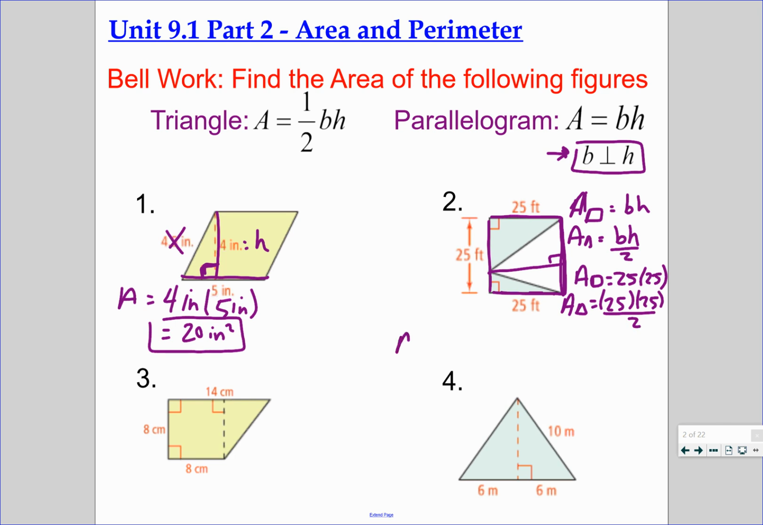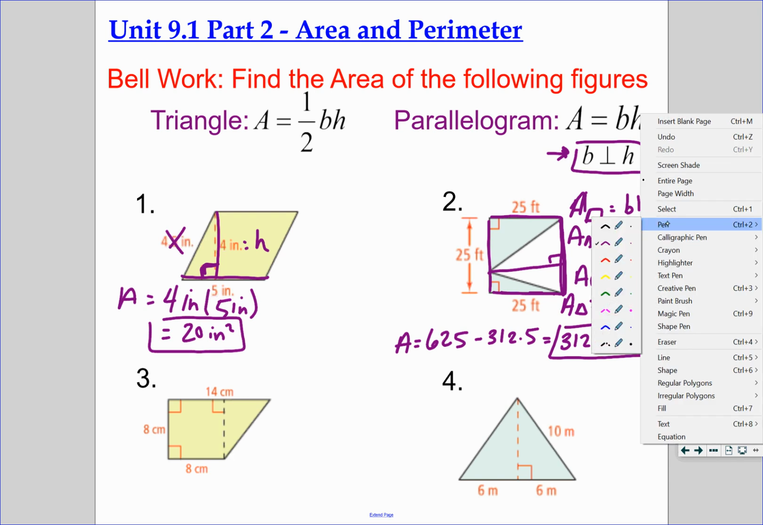So for our total area, we're going to do our square, which is 25 times 25, which is 625, minus the area of that white triangle, which would be 25 times 25 divided by 2, which is 312.5. And once we go ahead and subtract those, we'll have the area of the blue shaded region on your diagram, which would be 312.5, and this would be square feet. So make sure you have that one for number 2.